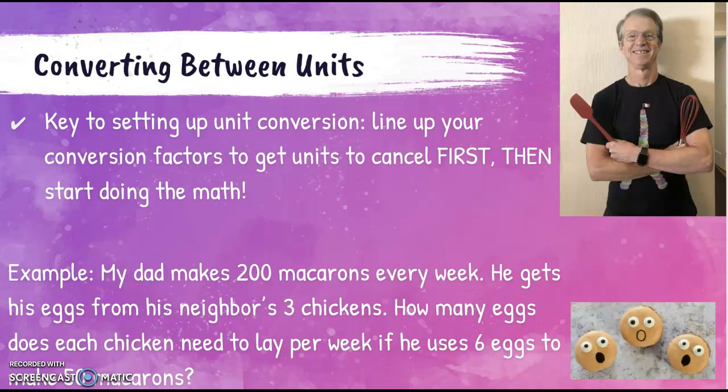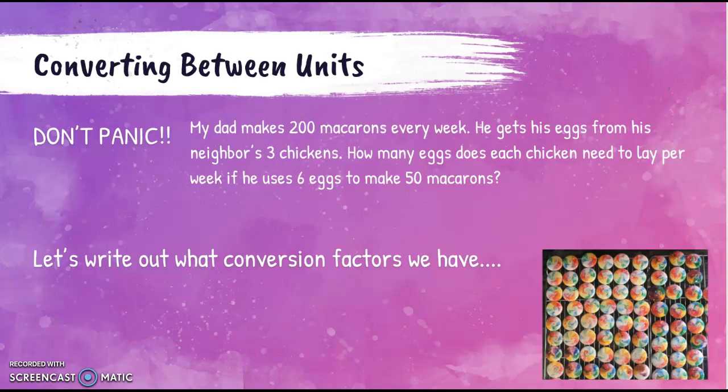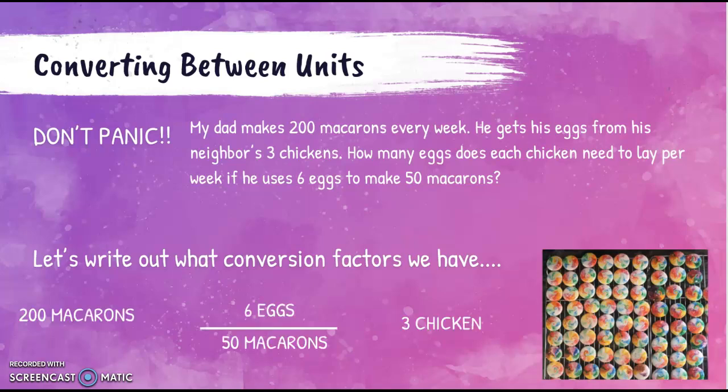So, let's look at this example. My dad, that's actually my dad right there, makes 200 macarons per week. And he gets his eggs from his neighbor's 3 chickens. So how many eggs does each chicken need to lay if he uses 6 eggs to make 50 macarons? So, first, let's take a look at what conversion factors we have. So we said we've got 200 macarons. We know that it uses 6 eggs for 50 macarons, and we have 3 chickens. So how are we going to figure out how many eggs each chicken needs to lay? Well, we need to get eggs per chicken.